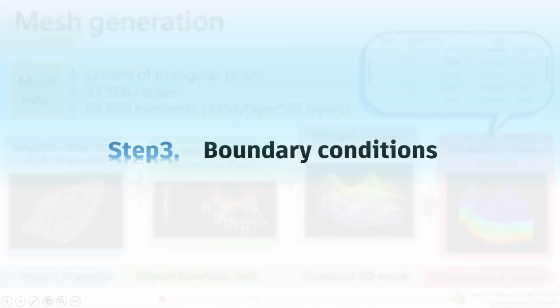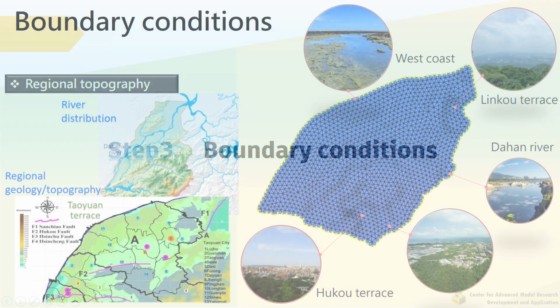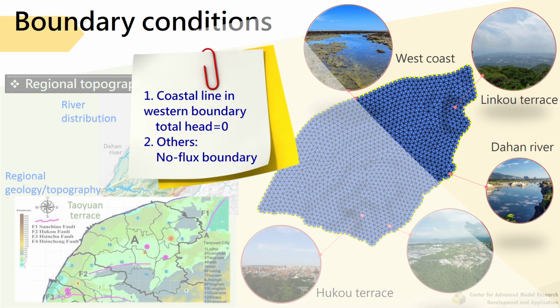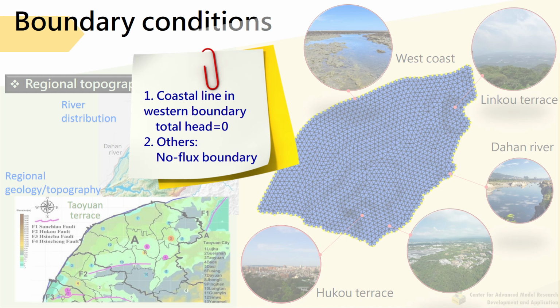The third step, boundary conditions. In order to understand natural features and landscapes in the boundary area, we investigate regional topography, including river distribution and regional geology in Taoyuan area. Afterwards, we are able to define the boundary conditions. The coastal line in western boundary is considered to be Dirichlet boundary with total head equals 0, and others for no flux boundary.